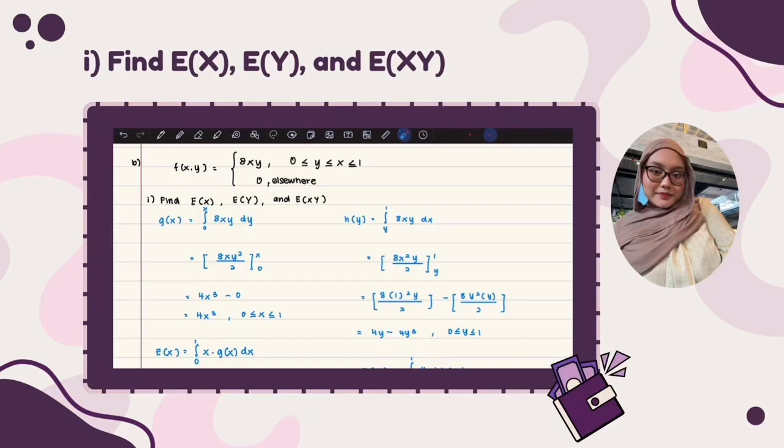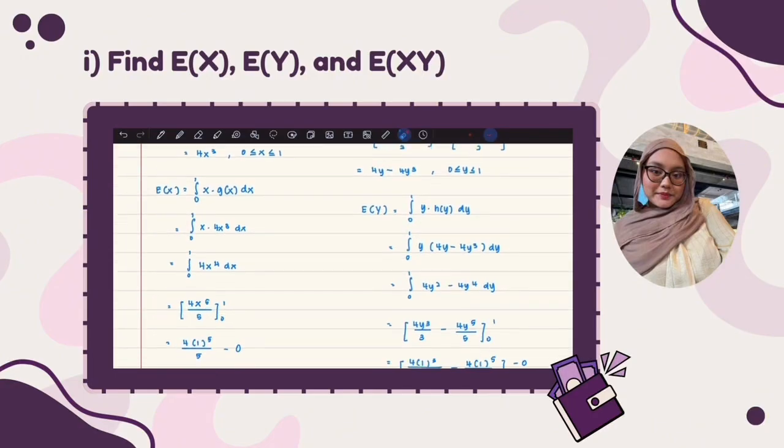Then to find E(Y), we need to find the marginal density of Y. So we are going to integrate this in terms of X. So once again, find h(y). The range would be Y to 1, so lower limit Y and upper limit 1, and then we will be integrating in terms of X. And then you should get 4y minus 4y cubed, and the range would be 0 less than or equal to y less than or equal to 1.